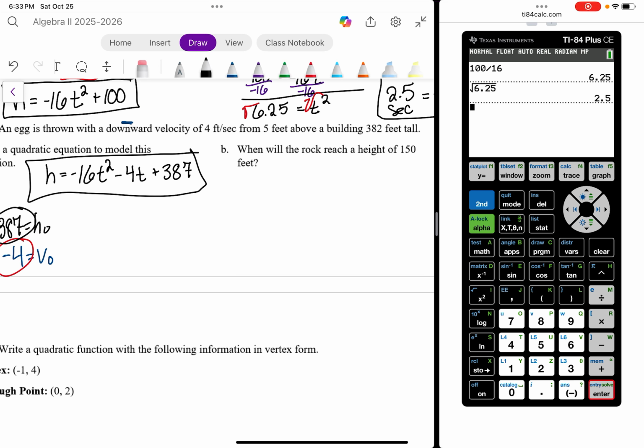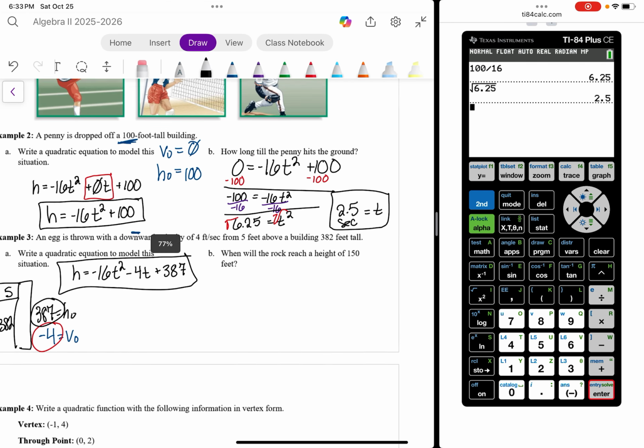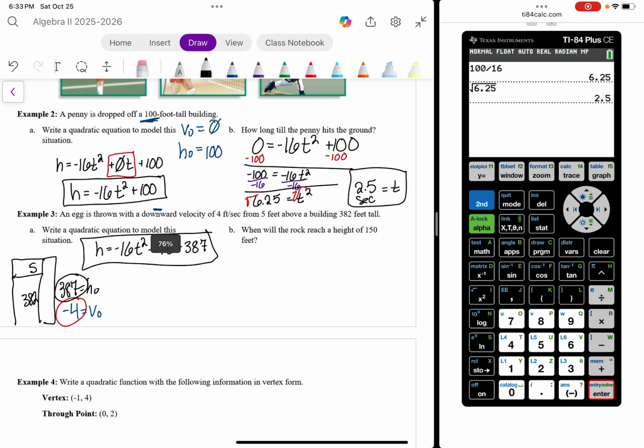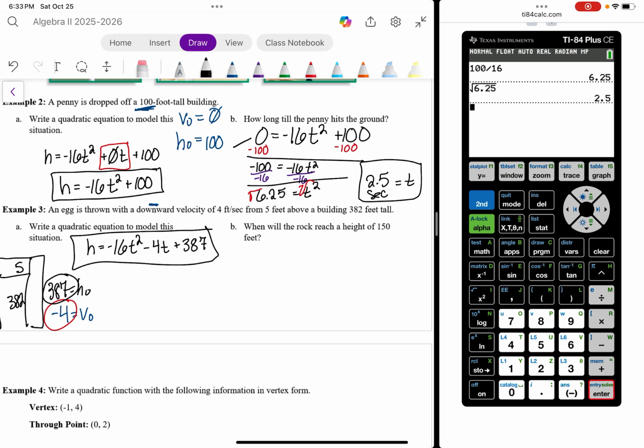Then, when will the rock reach a height of 150 feet? Before, when we were asked when will it hit the ground, we knew that that height result was 0. Now we want to know when it hits 150 feet. So we plug in 150 for our h value, and the rest of the equation stays the same.